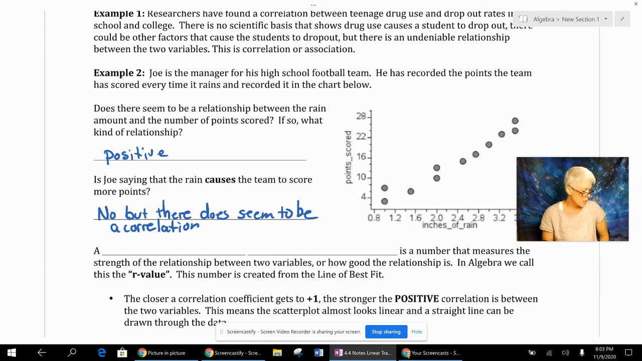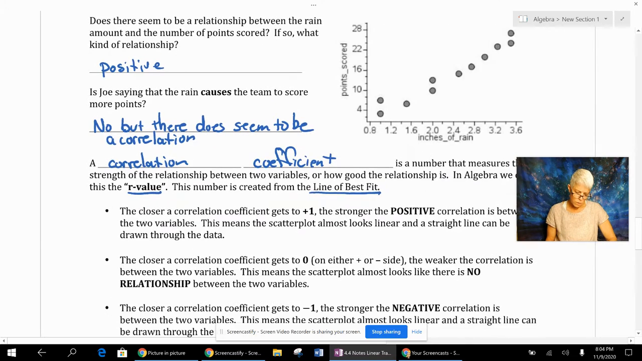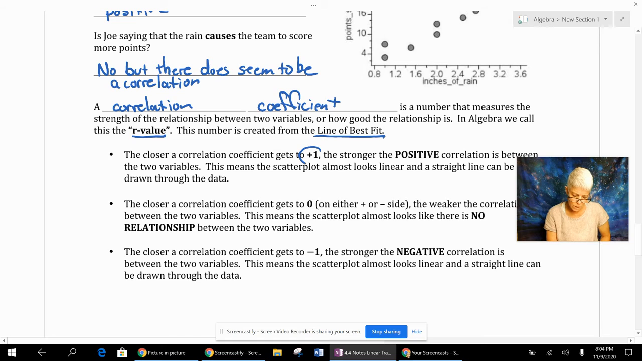Okay, a correlation coefficient is a number that measures the strength of the relationship between the two variables, of how good the relationship is. In algebra, we call this the R value. This number is created from the line of best fit. The closer the correlation gets to +1, the stronger the positive correlation between the two variables.